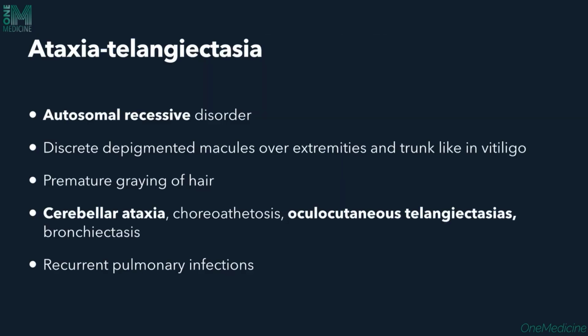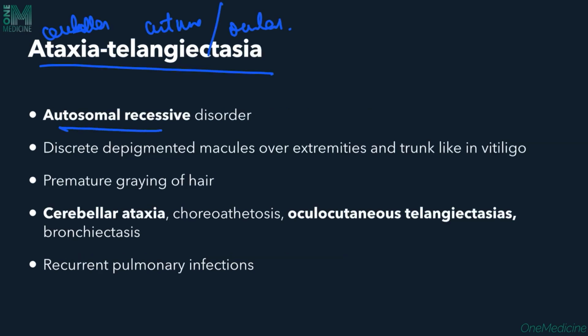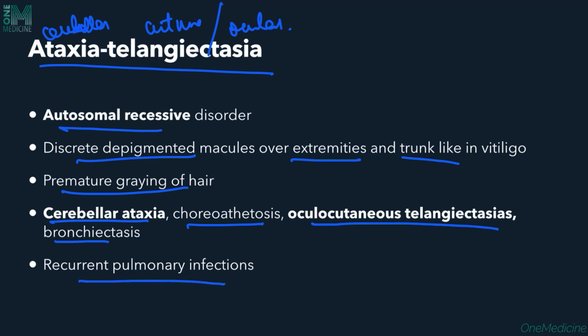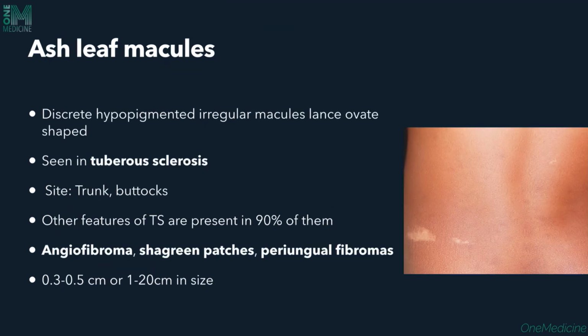Next syndrome is Ataxia Telangiectasia. Ataxia is the cerebellar ataxia that the patient has, and telangiectasia is the cutaneous or ocular telangiectasia that the patient has. It is an autosomal recessive disorder, with depigmentation along the extremities and trunk, premature graying of hair, cerebellar ataxia, telangiectasia, bronchiectasis, and recurrent pulmonary infections. Ash leaf macules are present in tuberous sclerosis.